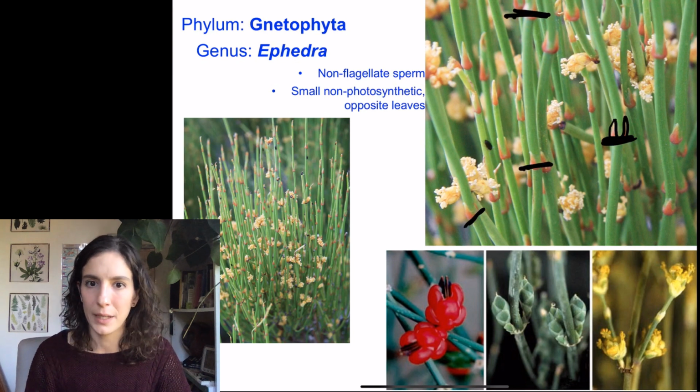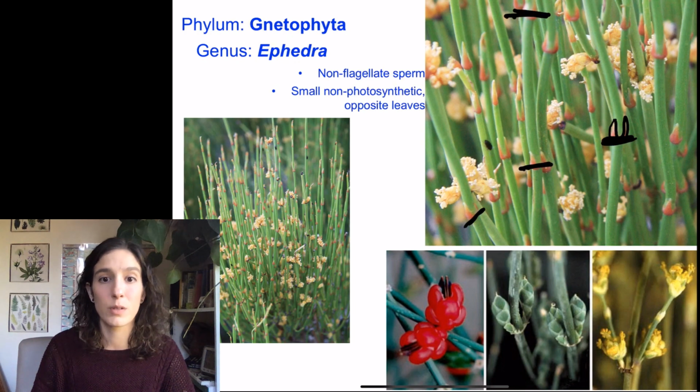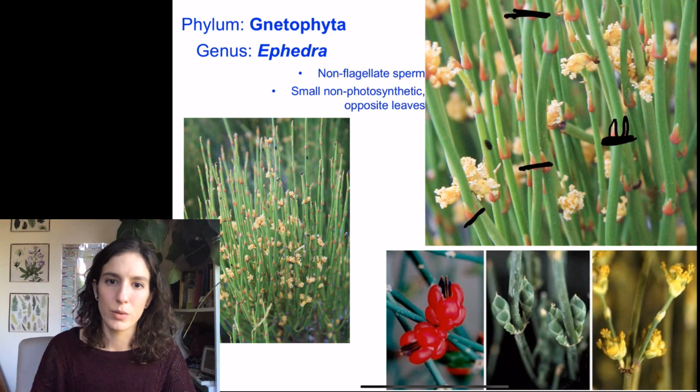Because notice their stems are green. They've got these elongate internodes that are responsible for photosynthesis. Cool. These also produce either male or female cones, just like the other gnetophytes.